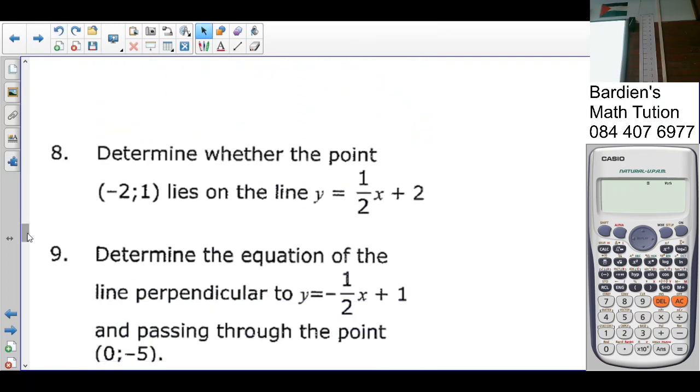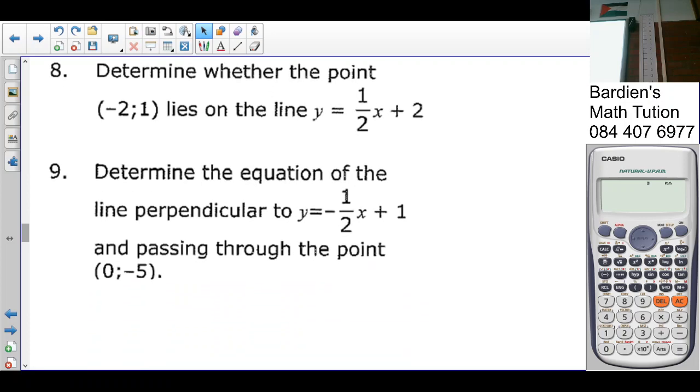The next one, determine whether the point lies on the graph. How do we do that? We substitute negative 2 into wherever we see x. You get an answer of 1. So therefore it lies on that graph there.